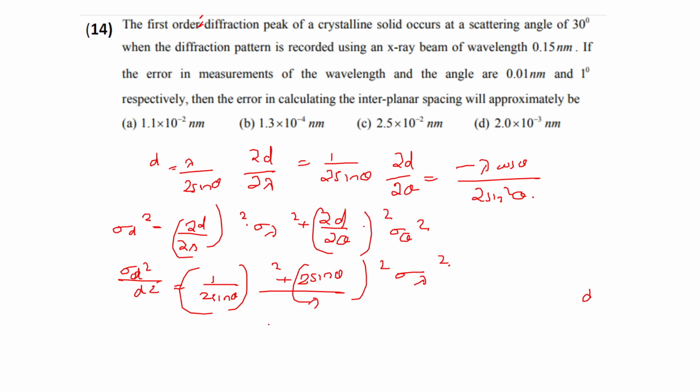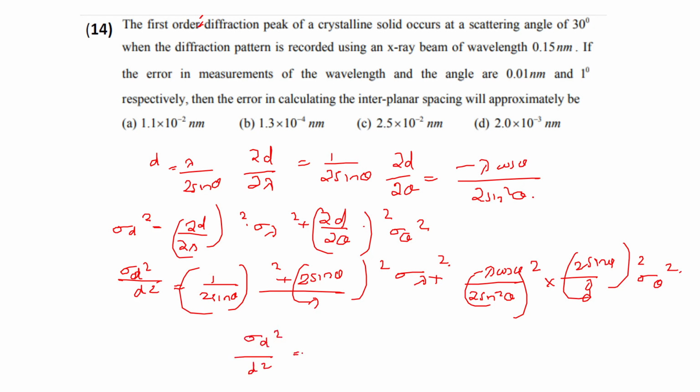and plus minus lambda cos theta by 2 sine square theta whole square times 2 sine theta by lambda whole square into sigma theta square. So sigma d square by d square is equal to sigma lambda square by lambda square plus sigma theta square by tan square theta. Then from here you can get sigma d is equal to d by root of all these values. Now substitute all the values, theta and everything is given, and you will get sigma d as 1.1 into 10 to the power minus 2 nanometer.